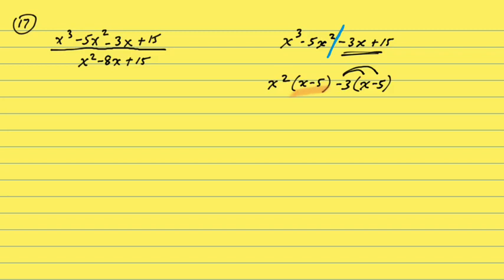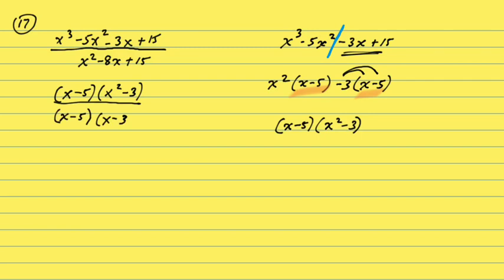Now do they both have x minus 5s? Factor that out. And what remains? X squared minus 3. So the top is going to factor into x minus 5 times x squared minus 3. The bottom's going to factor into x minus 5 times x minus 3. These would cancel, leaving me my answer.